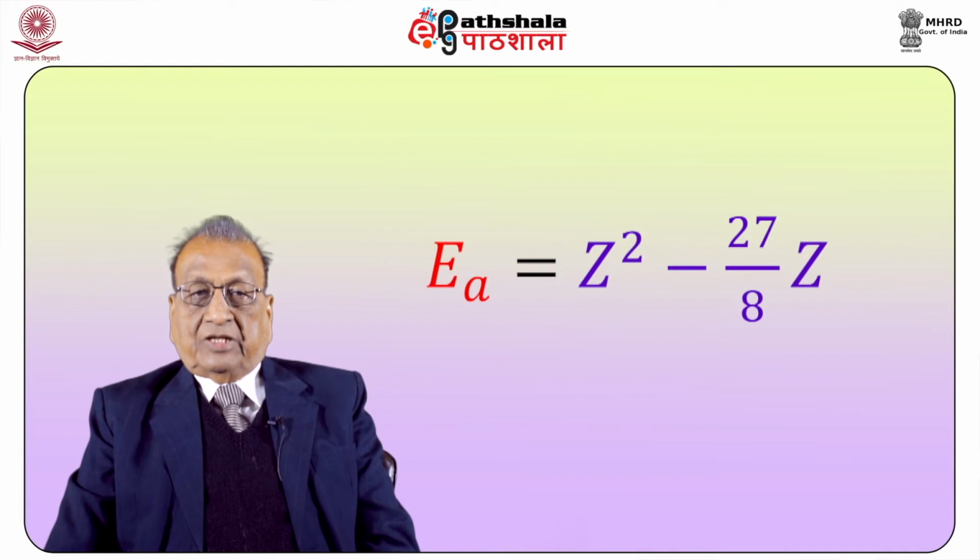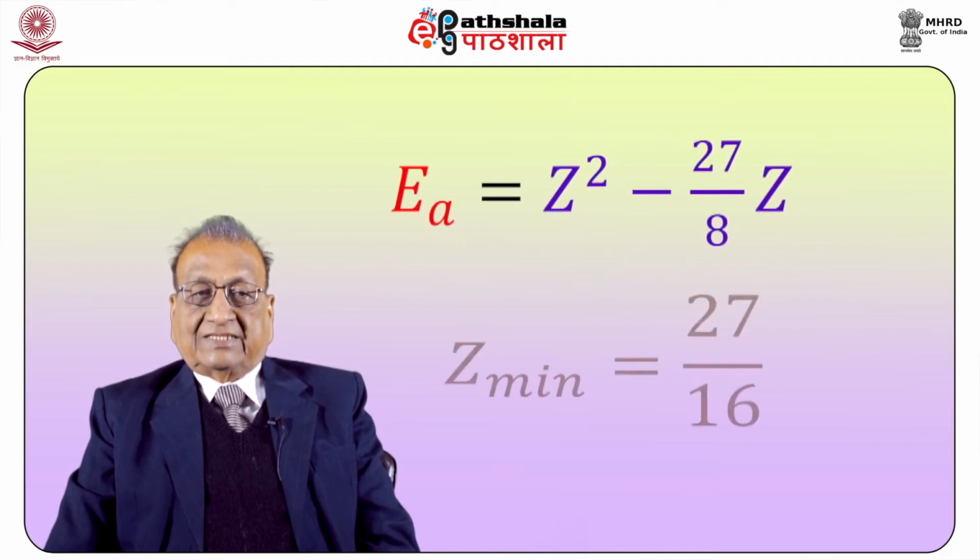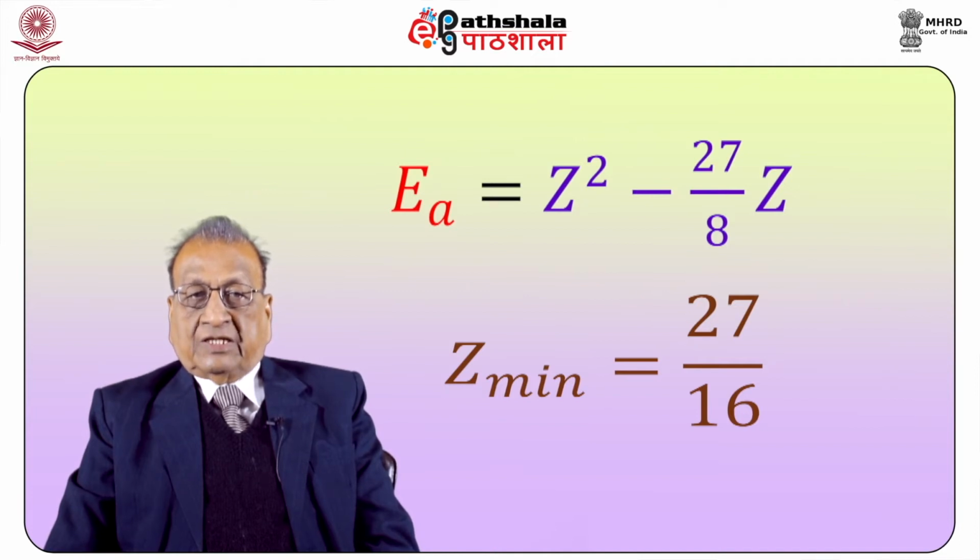Now, minimizing the energy with respect to Z, we find that differentiating this with respect to Z and then putting that equal to 0 gives us Z equal to 27 over 16. That is, the charge of the nucleus is reduced from 2 to 27 over 16. This is because one electron provides screening to the other electron, and therefore it is physically a reasonable wave function.